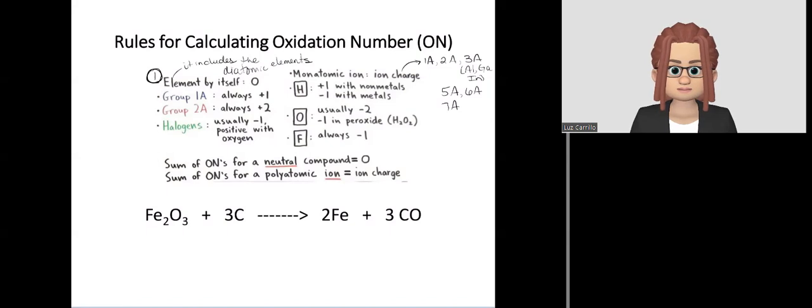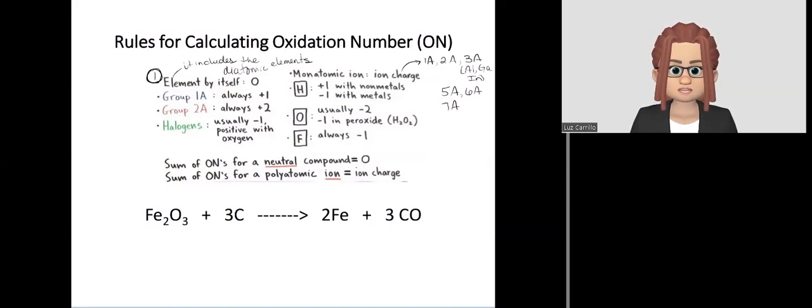Then for 5A, their oxidation number is -3. 6A is going to be 2 negative, and 7A 1 negative. Remember that when we're talking about monoatomic ions and charges, this is going to refer in general whenever they're present in ionic compounds, okay?